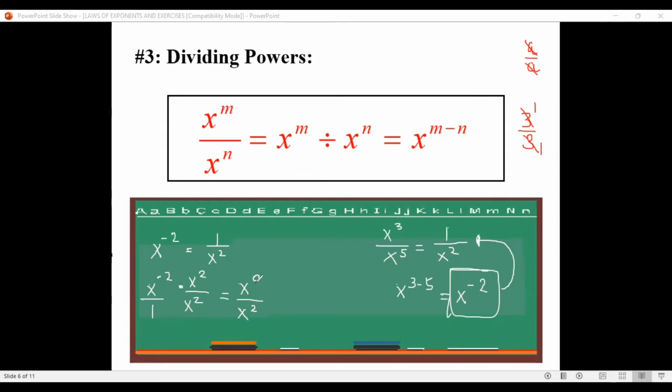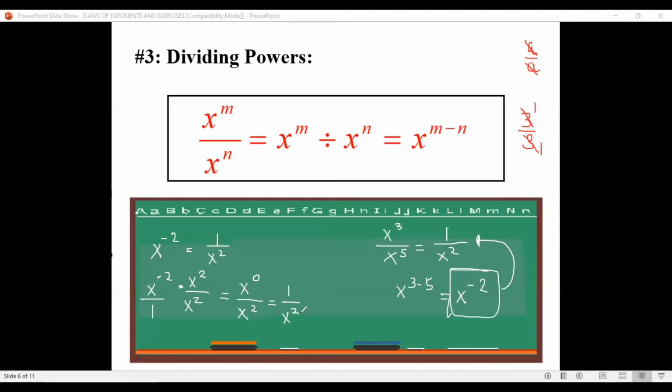But let's recall, what is a number raised to 0? That's another rule on the laws of exponent. Any number raised to 0 is equal to 1. So therefore, this is equivalent to 1. So 1 over x raised to the second power.